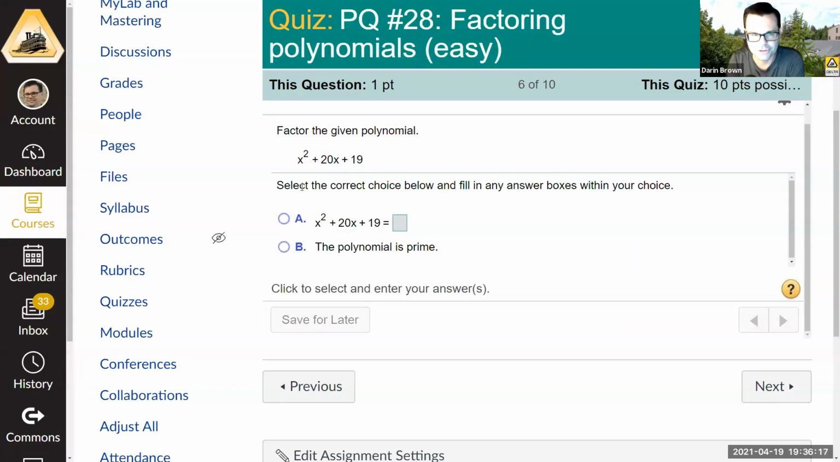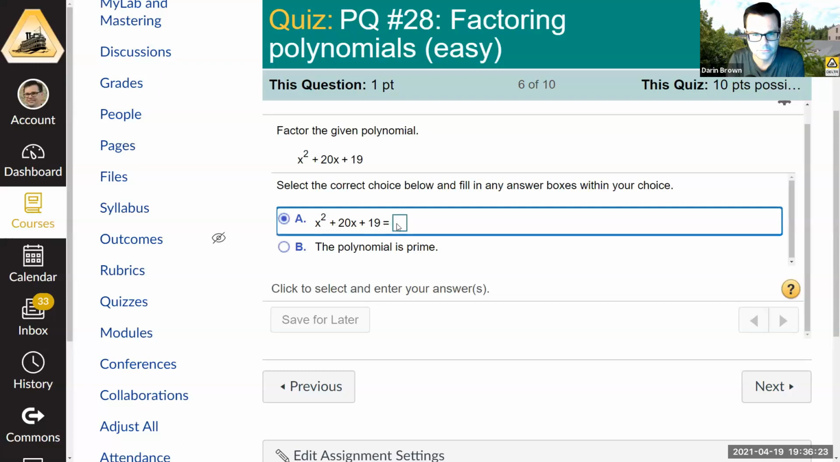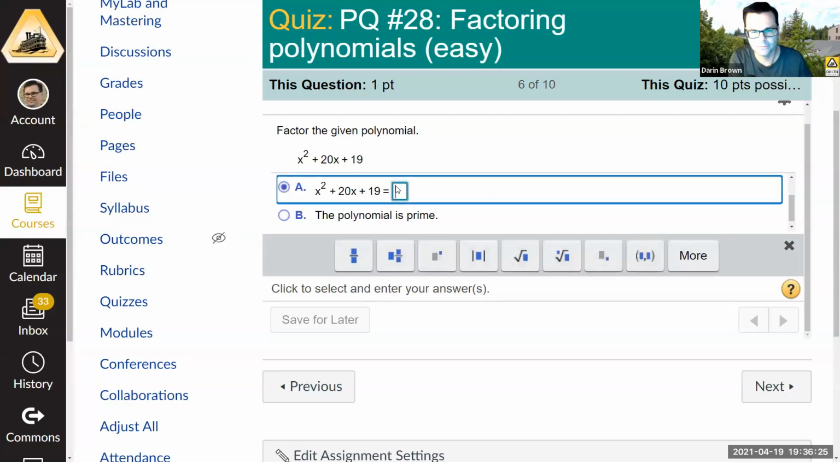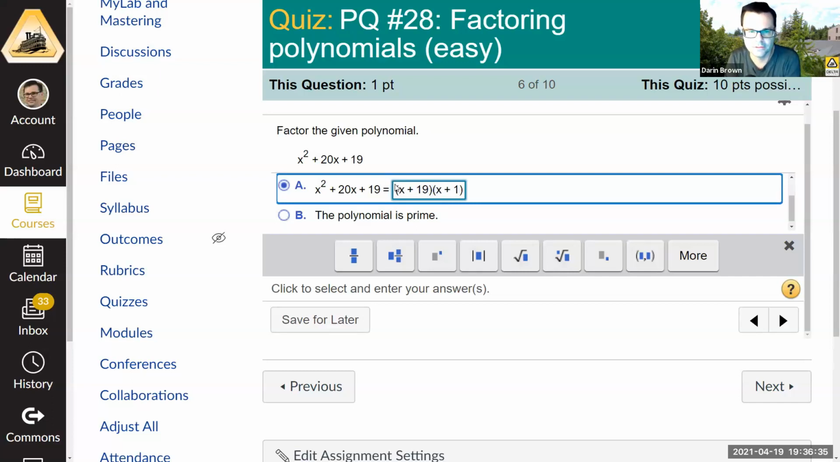Okay, here's another guess and check one. Plus plus, so we're going to get x plus something, x plus something. 19 only factors one way, so there's really only one thing to check here. Just put in 19 and 1 and see that this works. 19 plus 1 makes 20. So this factors as x plus 19, x plus 1.